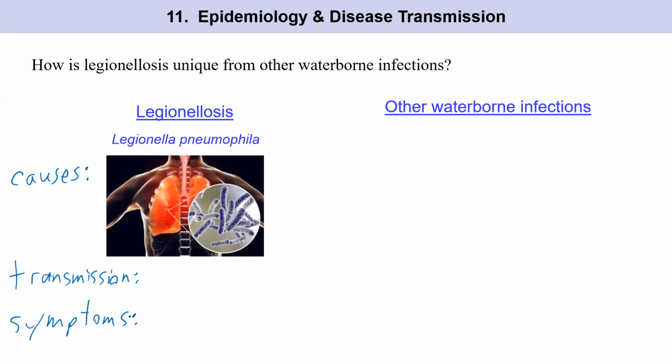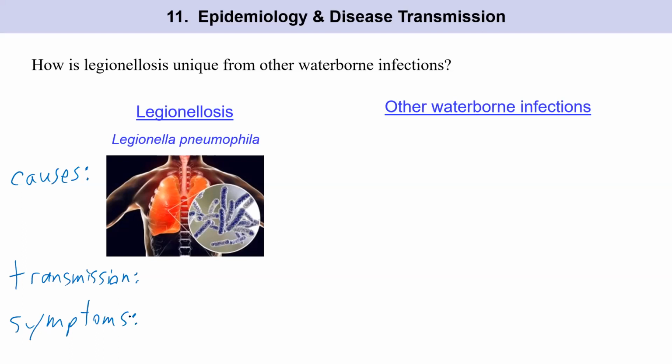So you can see legionellosis is caused by Legionella. There's a couple of different species. Pneumophila is kind of the most common one. And maybe you can see from that diagram that it's a lung infection. So we'll come back to that in a minute.